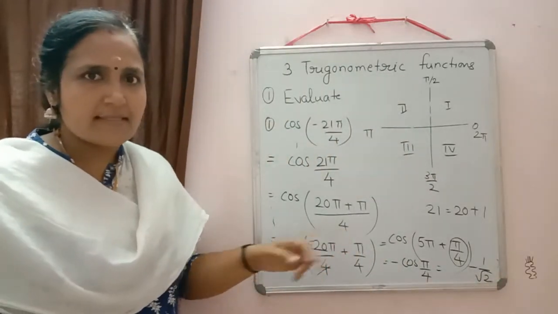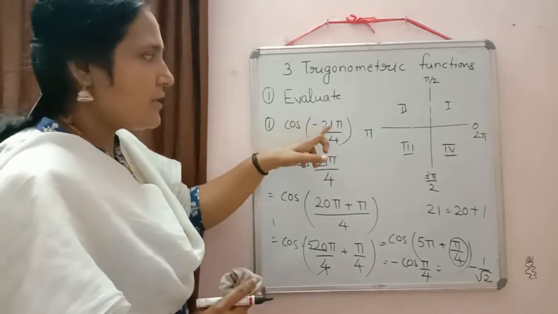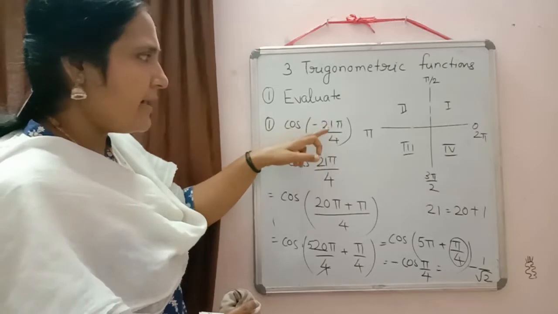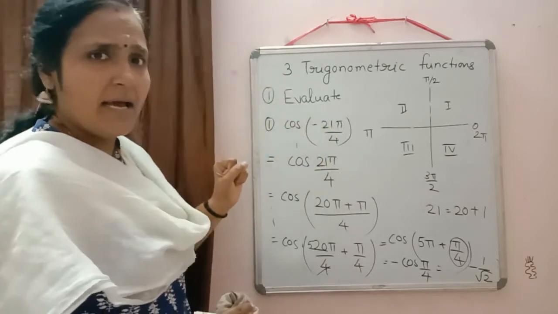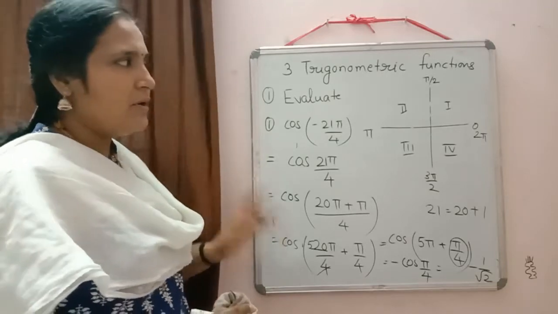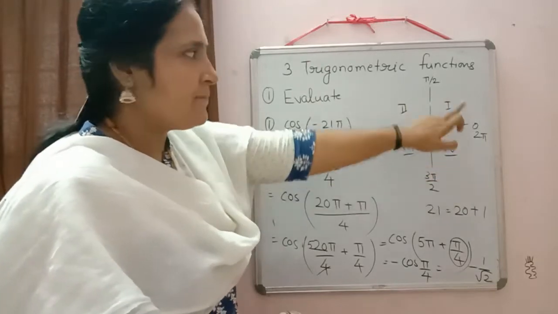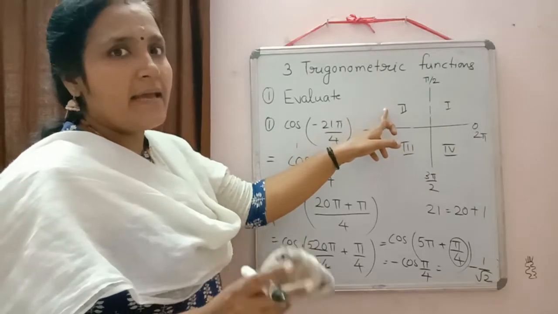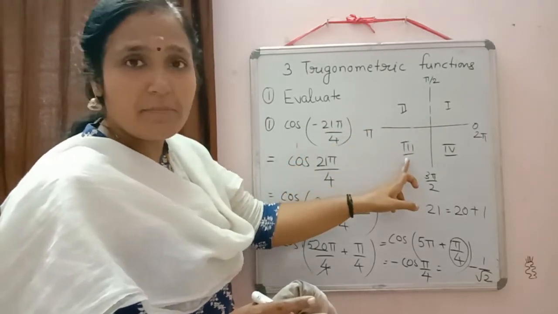So I think this concept is clear to you. How to calculate? Whatever number is given, check the denominator and write the number which is nearest in the multiplication table. Some more questions we will do, then this concept will be clear to you. So always remember that formula: All Students Take Coffee. First quadrant all positive. Second quadrant sine and cosec positive. Third quadrant tan and cot positive.